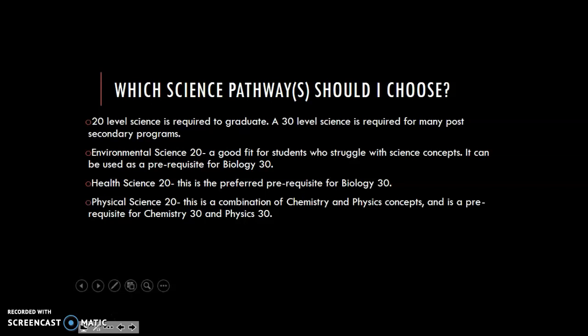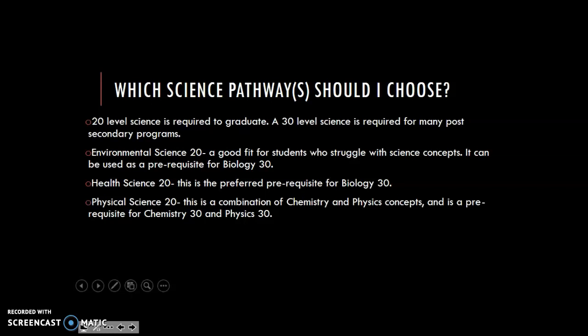a really good fit for students who struggle with science concepts, who maybe find science really challenging. This is typically the science that those students would choose, and it can be used as a prerequisite for Biology 30. However, Health Science 20 is the preferred prerequisite for Biology 30. It will allow students to be more successful in Biology 30. It's got more of those concepts included in that course.